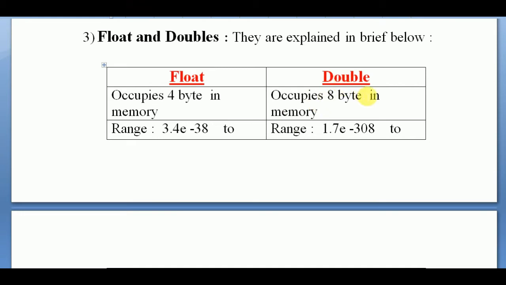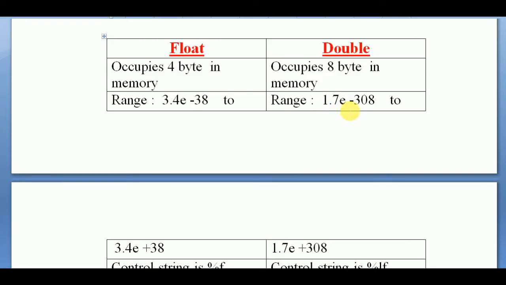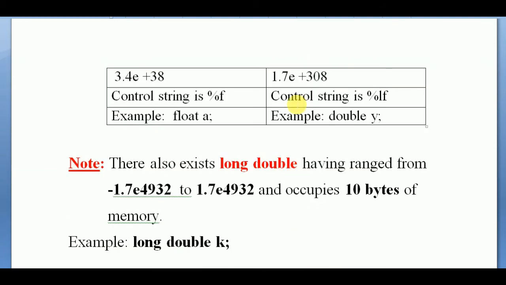Now let us move on to double. So double in C program occupies 8 bytes in memory. Next comes the range for double, which is 1.7e minus 308 to 1.7e plus 308. Next comes the control string for double, which is %lf. So here is an example which shows how you can declare double. So you can declare double by writing double y or any variable you can take here.